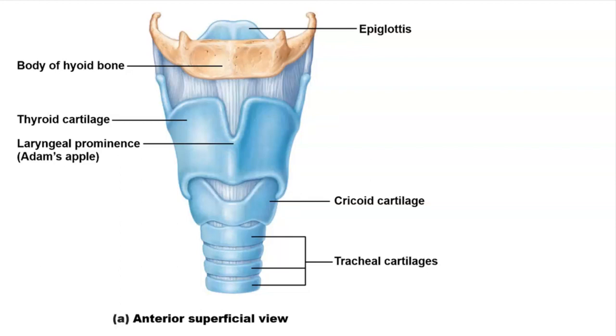The cricoid cartilage, which is just inferior to the thyroid cartilage, is a small ring-shaped piece of cartilage. And below that, below the cricoid cartilage, is where the larynx ends and the trachea begins.